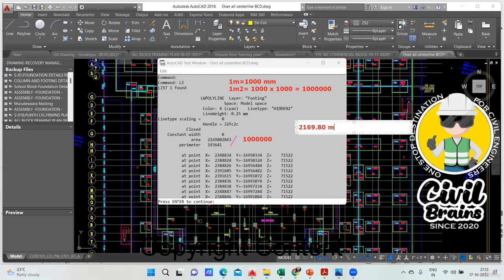2169.80 meter square is the area. Fine, so I got the area. I need to multiply this area with the depth, and I'll get the concrete quantity, right? So I'll write here only. So concrete quantity will be how much?